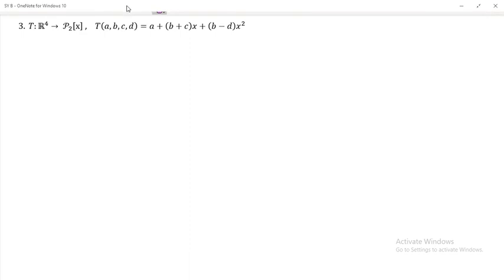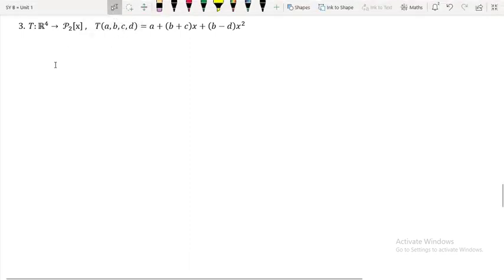So today we are going to see some more examples of finding kernel and image, but this third example I leave it to you. This is for homework. So you people try this at your home. I will check it in the next class. You can do it in a similar way as the last two examples.